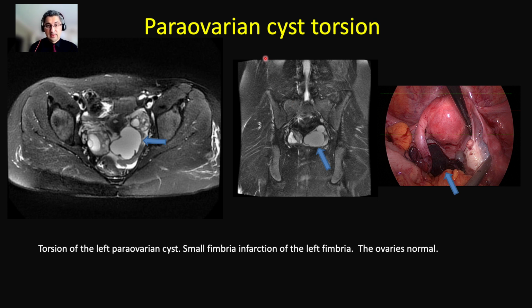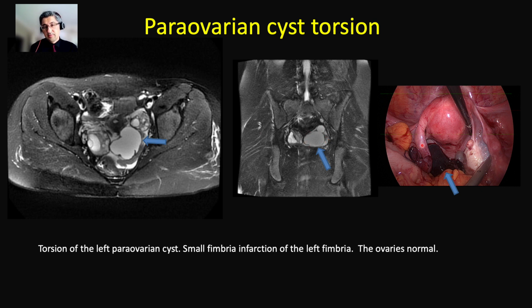Paraovarian cyst torsion can also be seen. It is separate from the ovarian torsion. The ovaries and the tube can be completely normal, and they present just like ovarian torsion clinically. So on the MRI, you can see the right ovary with some follicles, normal left ovary with some follicles, but here you see the cyst outside of the ovaries and also on the coronal projection.